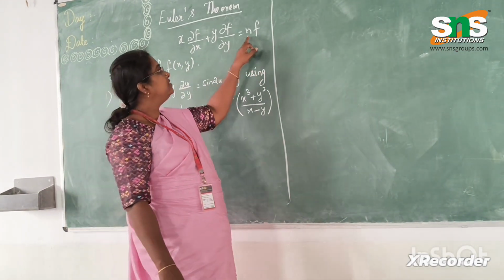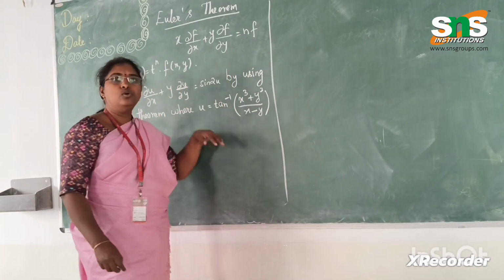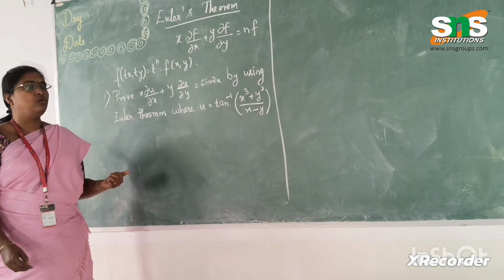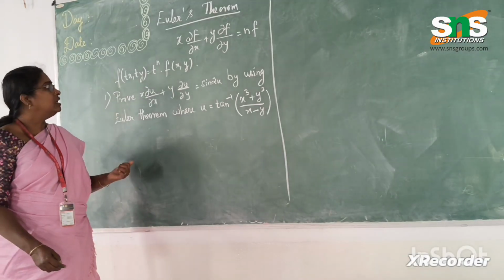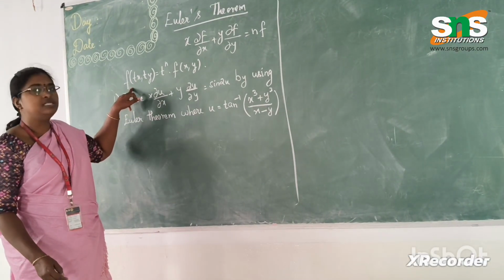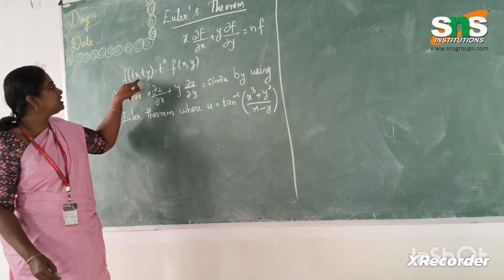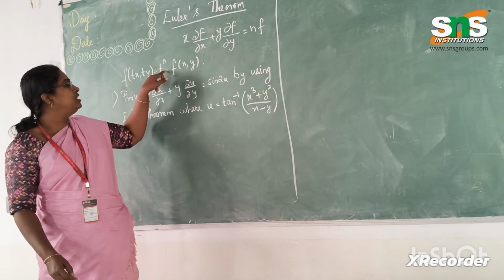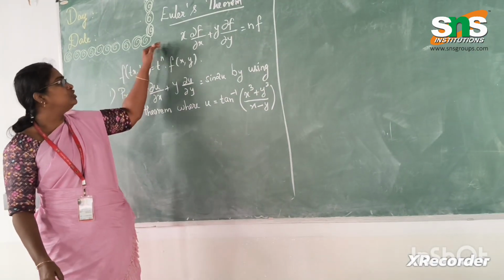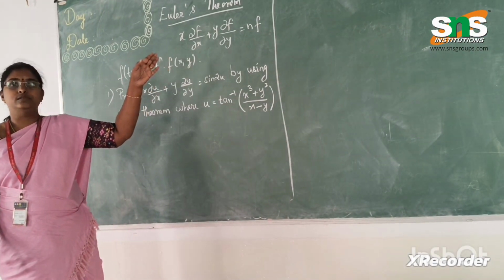To get this degree, we can go for the homogeneous function definition. A homogeneous function of degree n satisfies this condition: f of tx, ty equals t power n into f of x, y. Using these two conditions, we are going to prove Euler's theorem.